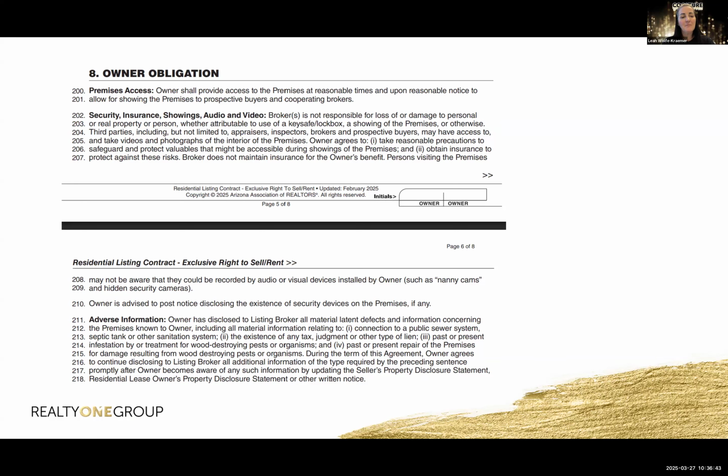Persons visiting the premises may not be aware that they could be recorded by audio or visual devices installed by owner, such as nanny cams and hidden security cameras. Owner is advised to post notice disclosing the existence of security devices on the premises, if any. That could be in semi-private remarks, it could be a note on the door, bearing in mind that state law does not require this, so they don't have to do it.